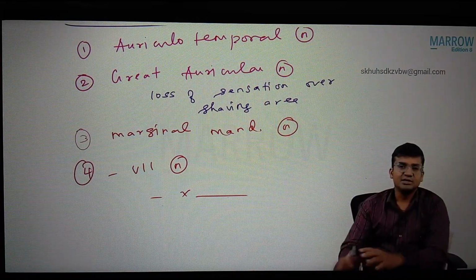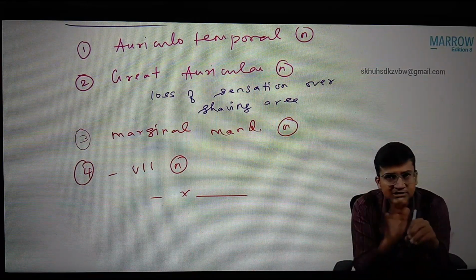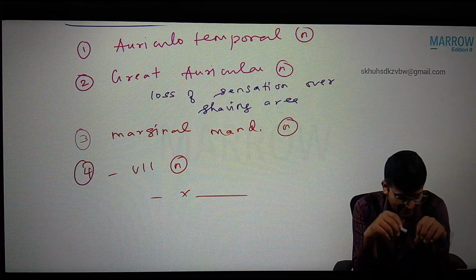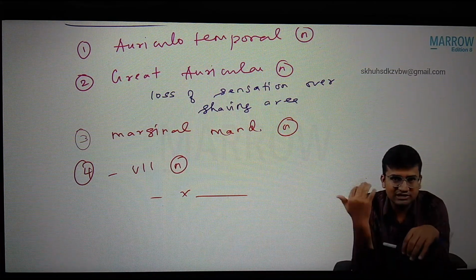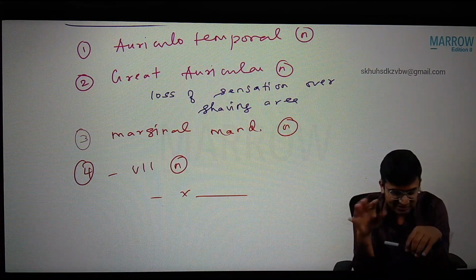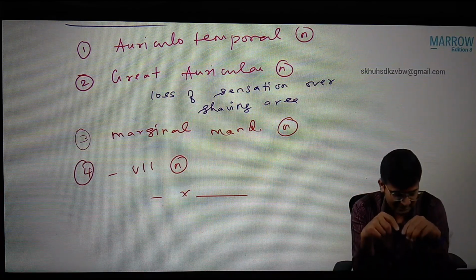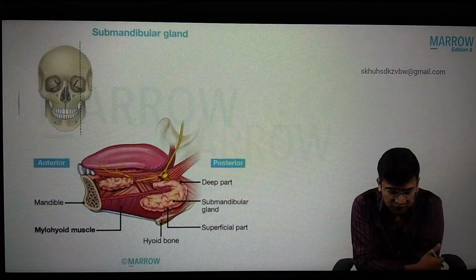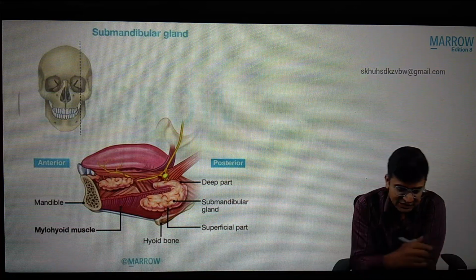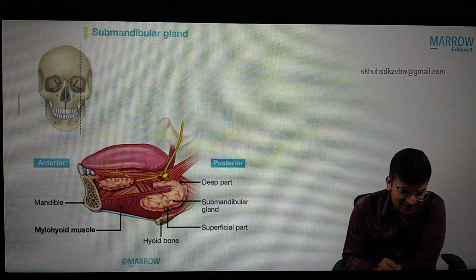So that's all about the parotid gland. See, parotid gland, very important topic. We have to know the borders, surface, duct, structures passing, nerve supply, everything is important. And next we're going to start the submandibular gland. So now we're going to start the discussion about the submandibular gland.